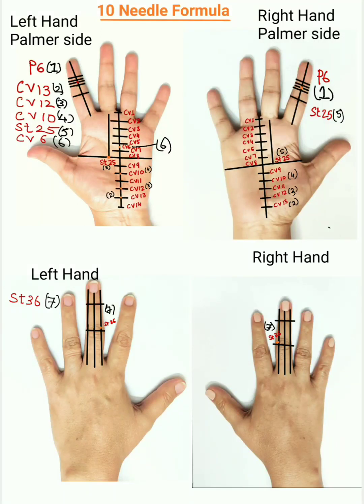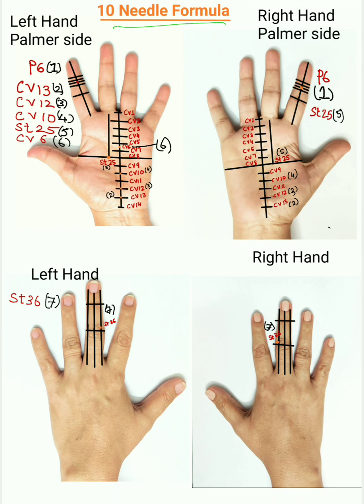So today we will see how to plot the 10 needle formula on the Byol meridian. These points are very useful for gastric pain, abdominal pain, vomiting, nausea, constipation, diarrhea, gastric ulcer, indigestion, any stomach related issue. You can use these points. But there is a sequence of using these points. So let us understand how to plot them.